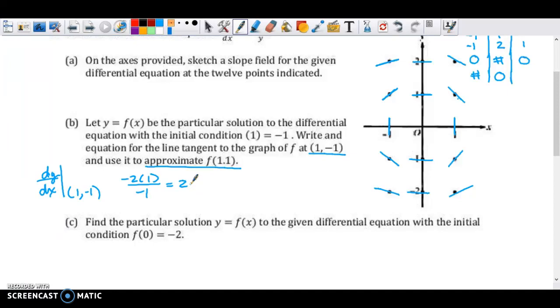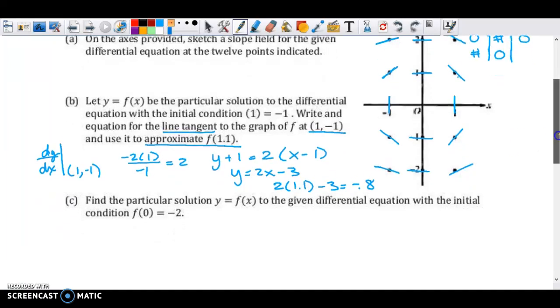Once I have my slope, I'm going to write the equation of a tangent line. So I'm going to do y minus -1, so it's plus 1, equals my slope, 2, times x minus 1. So I'm just using this coordinate point and this slope to write the equation of a tangent line, just like we've been doing. I'm going to clean that up really quick, get y by itself. And so now I have an equation. Once you have that, we can use that to approximate this value. So all I'm going to do is plug in 1.1, and you get your answer. Okay?